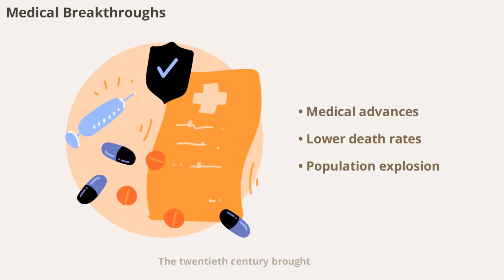The 20th century brought remarkable discoveries in medical science, especially antibiotics and vaccines. These breakthroughs drastically reduced death rates across all age groups, particularly among infants and the elderly. Improved healthcare meant that more people survived diseases that were once fatal, contributing to a sharp increase in the global population. The combination of industrial and medical revolutions created the conditions for what we now call the population explosion.